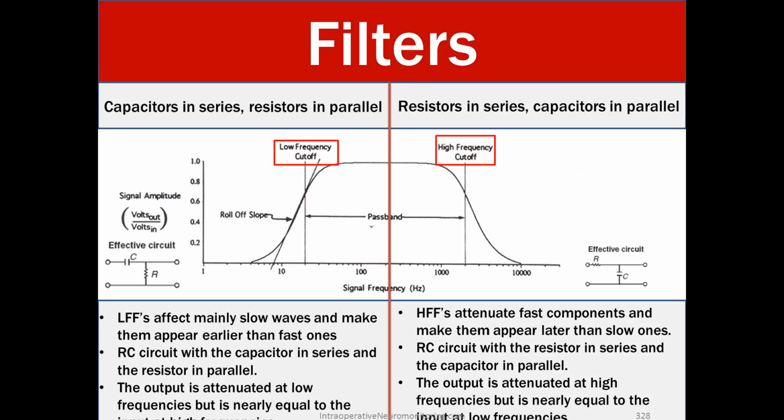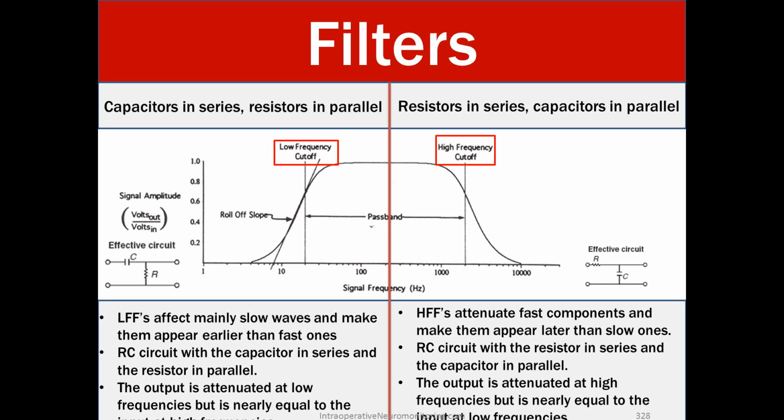Low frequency filters affect mainly slow waves and make them appear earlier than fast ones. These are RC circuits with the capacitor in series and the resistor in parallel. The output is attenuated at low frequencies but is nearly equal to the input at high frequencies.